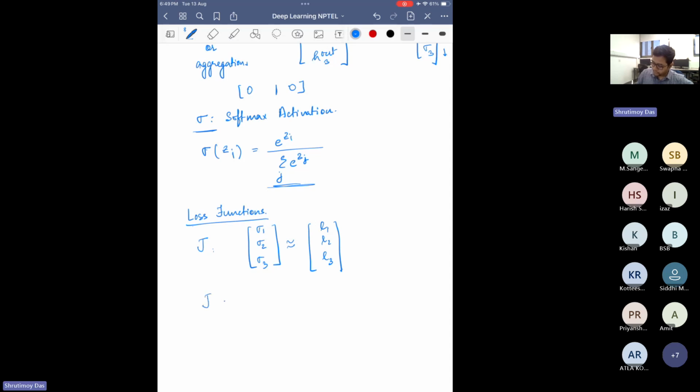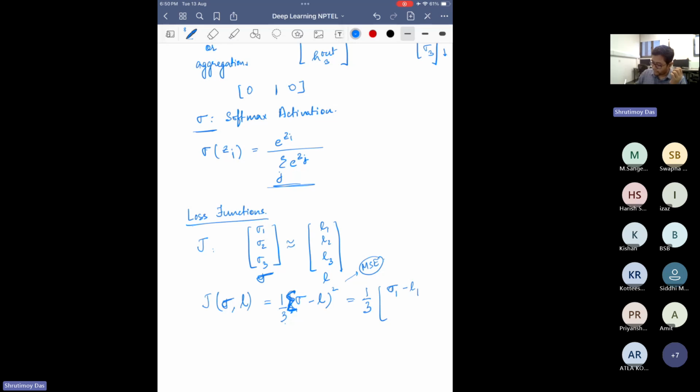So J is basically, given two things, say this is your sigma vector and this is your L vector, J of sigma and L is sigma minus L whole square, and say 1 by 3 of this. So that is basically sigma 1 minus L1, and I do a summation of this. This is a very simple loss function that I'm saying. This is your mean squared error loss.